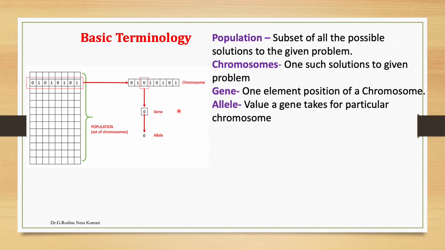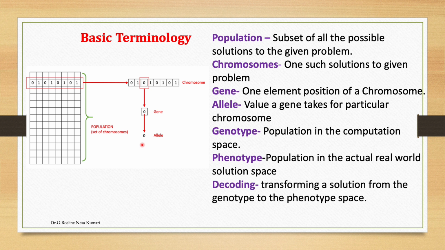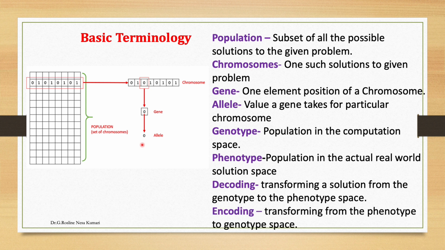Next is allele. It's the value a gene takes for a particular chromosome. So from the chromosome we selected the gene, and the gene value is called the allele. Next is genotype. It's the population in the computational space. Phenotype means the population in the actual real world solution space. Next is decoding, which means transforming a solution from genotype to phenotype space. Then encoding means transforming from the phenotype to genotype space.